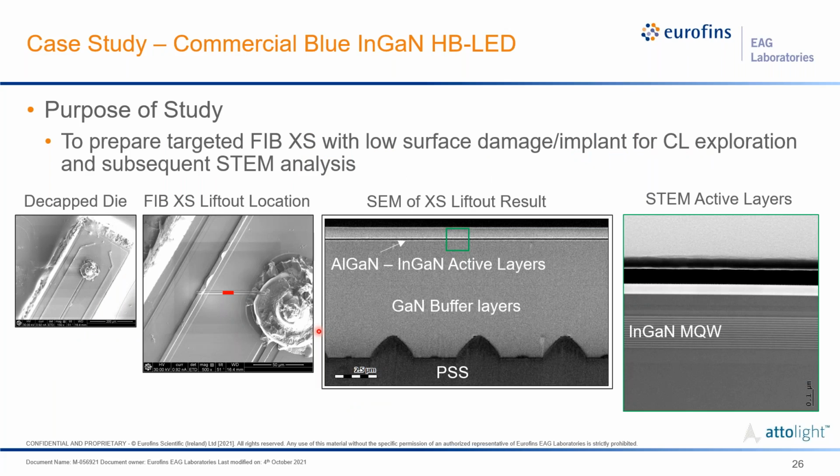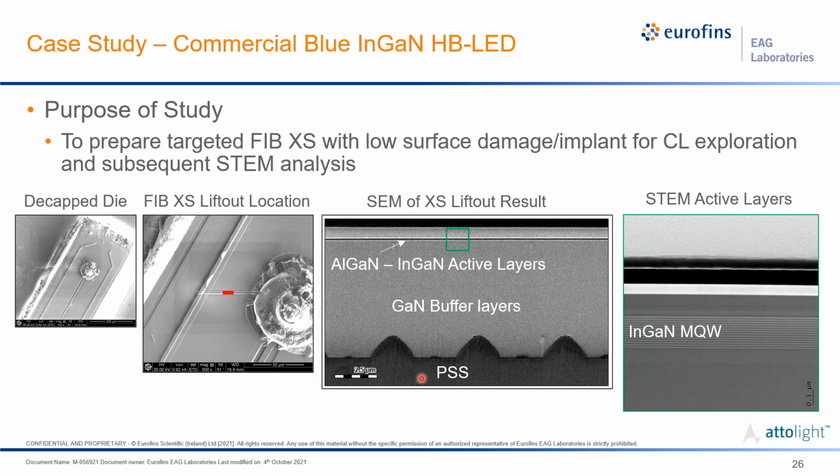So that takes us to our case study, which is the commercial blue InGaN high brightness LED. So the purpose of this study is really just to show how we can make targeted FIB cross sections with low surface damage and implant specifically for CL exploration, and then also be able to do subsequent STEM analysis of the same location. So in this case, we've got a decapped LED die that was harvested from a commercial light bulb purchased locally. We can then put down our protective strap in the focused ion beam and then create our cross section.